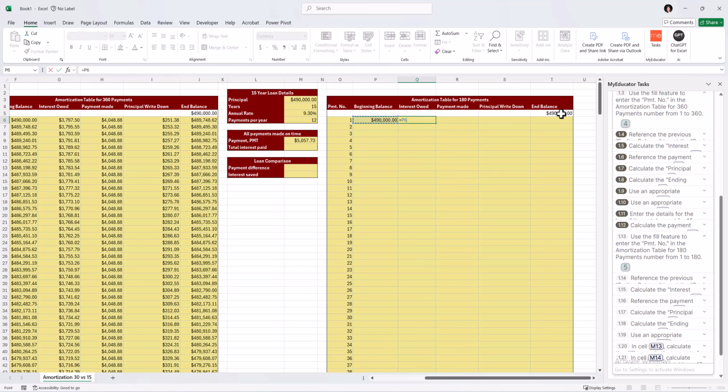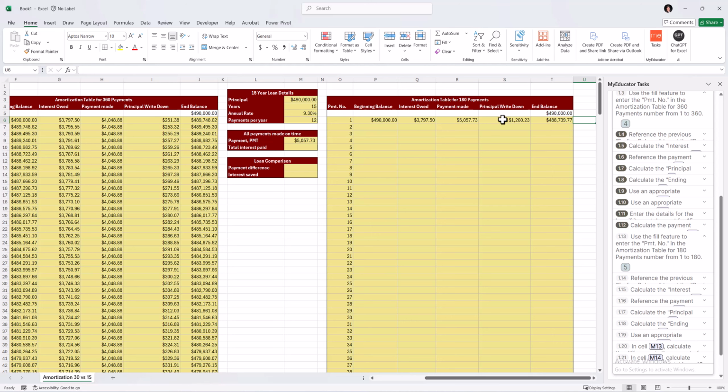Interest owed would be the beginning balance times the interest per period, which is this cell, lock it, divided by 12, lock it. Payment made is the payment cell, unlock it. Principal write down will be the payment that you make, subtract the interest that's owed. And the interest will change, so you want that reference to slide down the rows. Don't lock either of those. Your ending balance, beginning balance, less the principal.